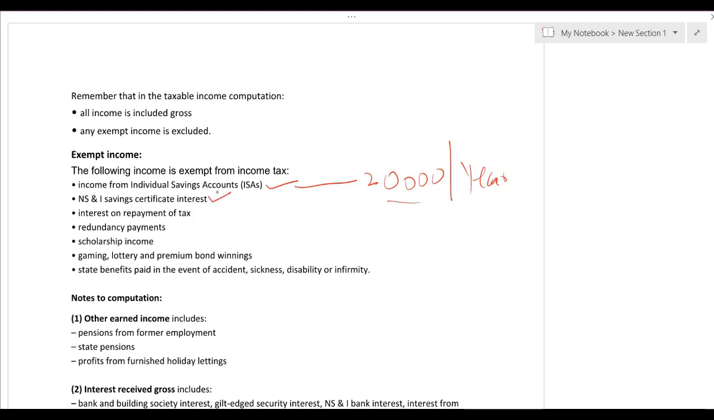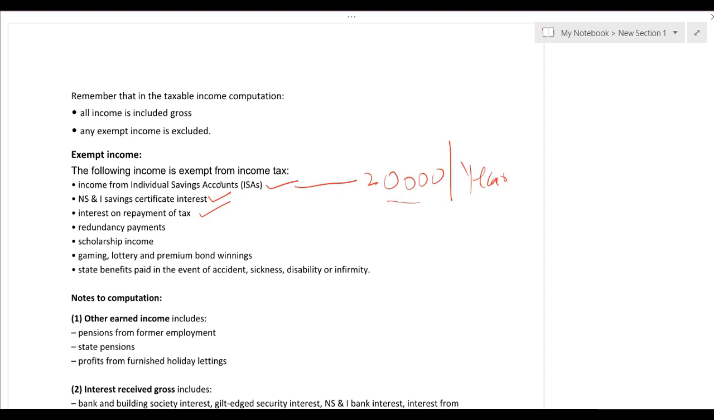Interest coming from National Savings and Investments Certificate is exempt. Interest on repayment of tax is exempt.